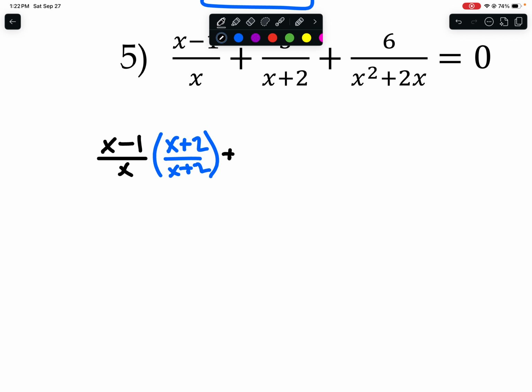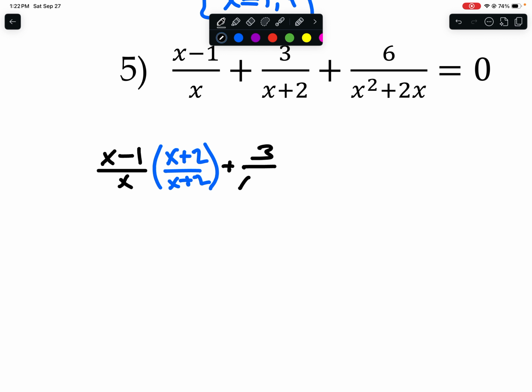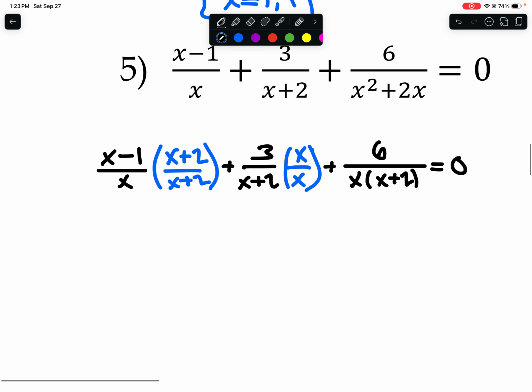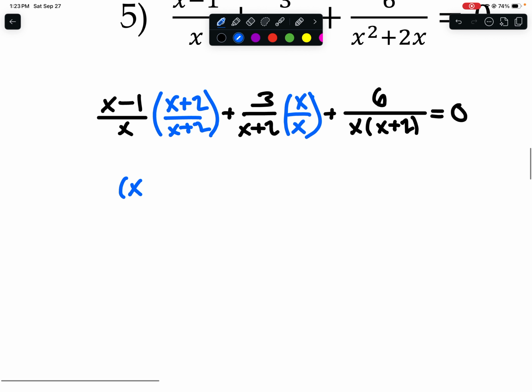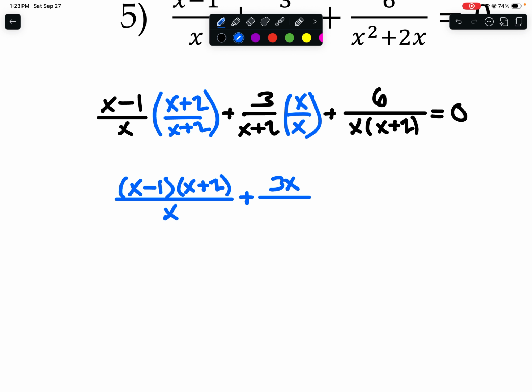And then add 3 over x plus 2. And then this one, I'm going to multiply by x over x, which now I'm going to add that third rational, but it's already got both of the factors accounted for, so I don't need to multiply this third one by anything. So when I rewrite, I'm going to have x minus 1, parentheses, x plus 2, and that's going to be over x, plus, this is going to be 3x over x, whoops, over here I forgot my x plus 2, there we go.